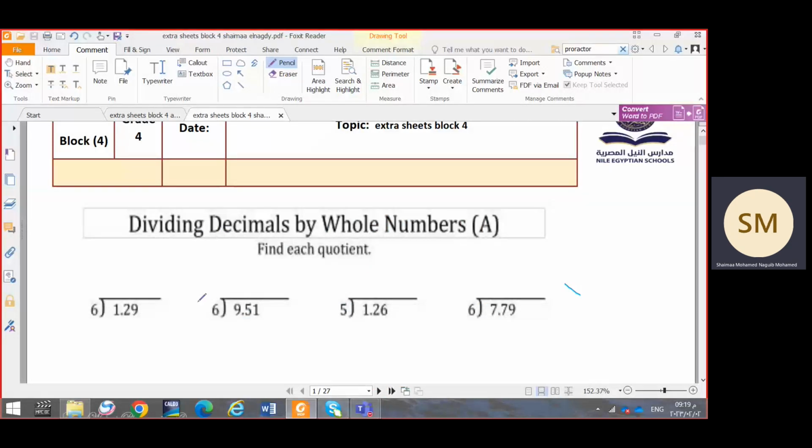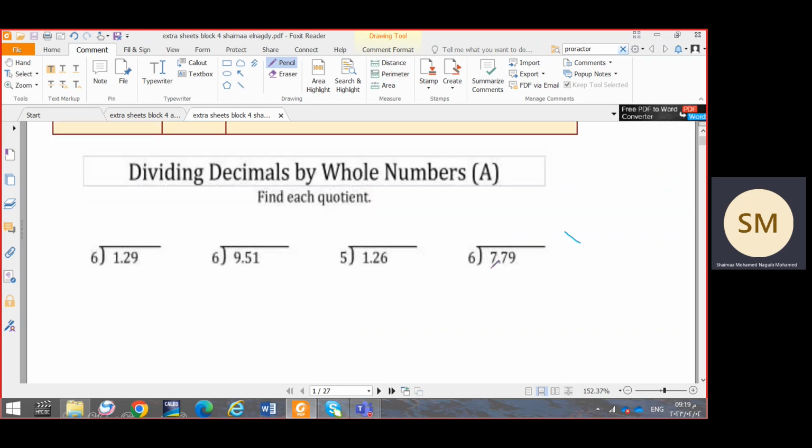Our lesson for today is about dividing decimals by whole numbers. I will start with 7.79 divided by 6. This is called a decimal and this is called a whole number. Okay, how can I do this problem?